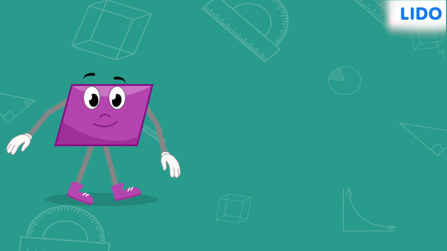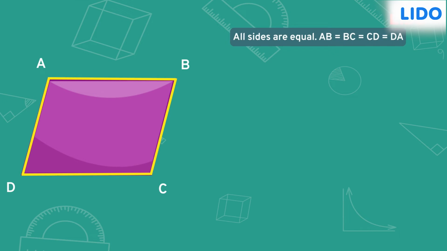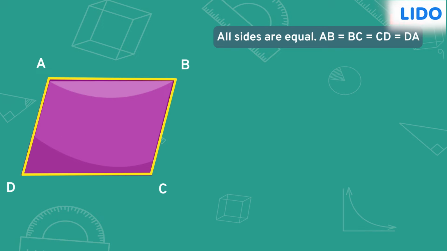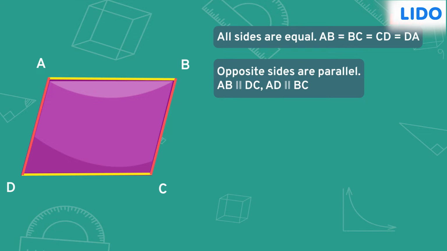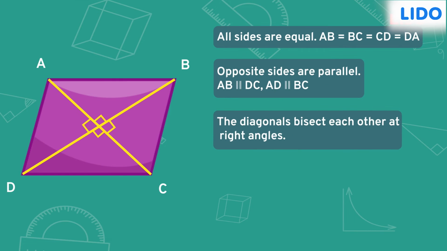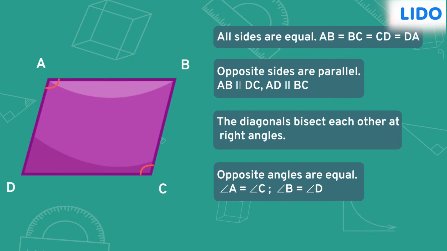Here is a rhombus. Just like the square, the four sides of a rhombus are also equal in length and its opposite sides are parallel. The diagonals of a rhombus bisect each other at right angles. The opposite angles of a rhombus are equal in measure. If all angles of a rhombus would measure 90 degrees, it would be a square. Thus, every square is a rhombus, but not every rhombus is a square.